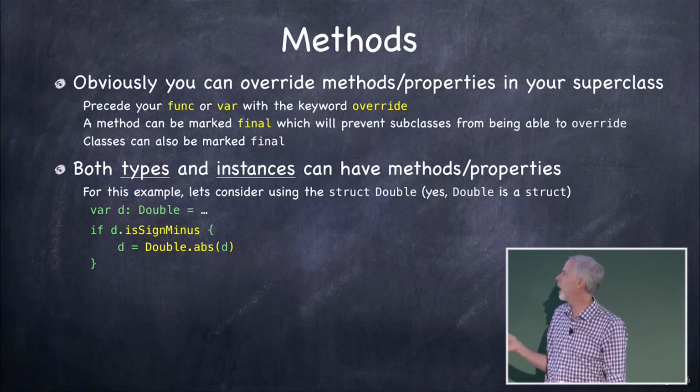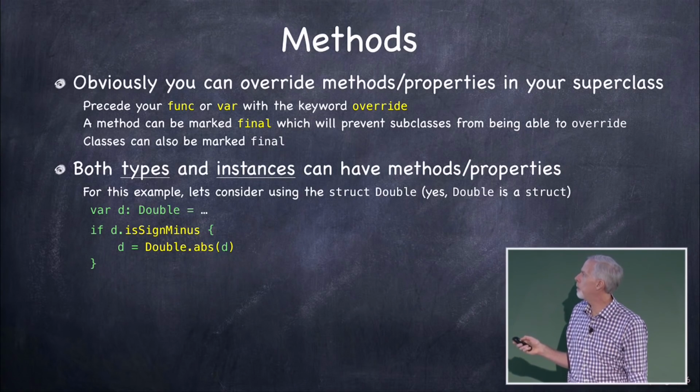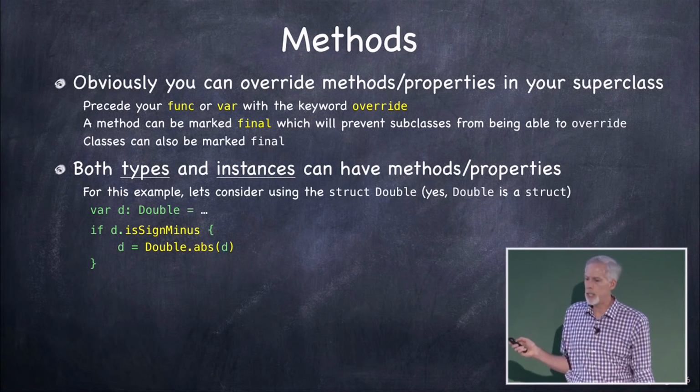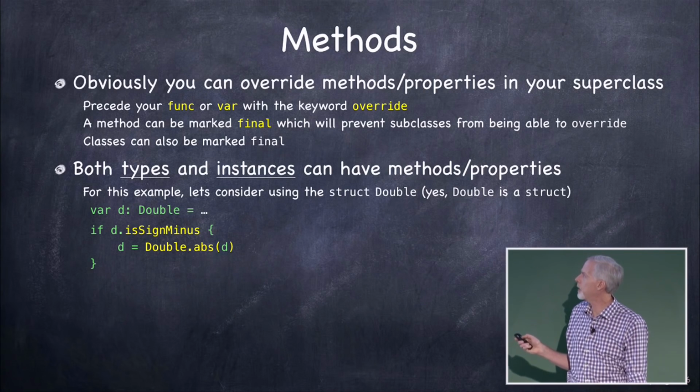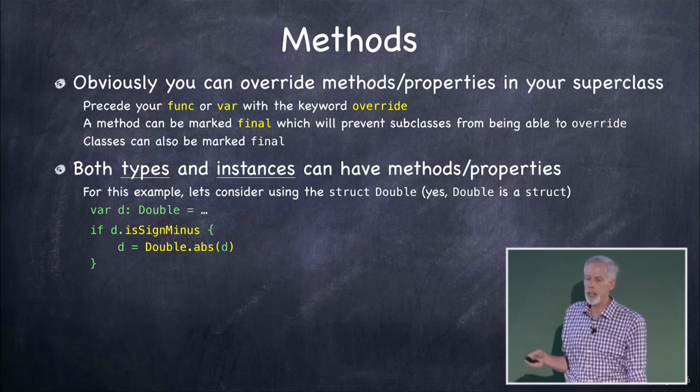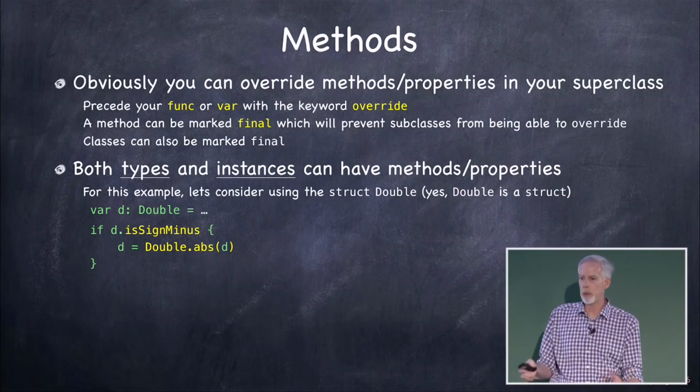Okay, and here's what it looks like to call them. So here I have a little example. Here I have a var d, which is a double. Okay, and it's set to some value. So this d is an instance of a double. It is an actual double that has some value.